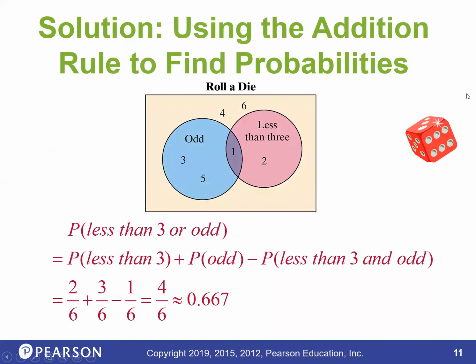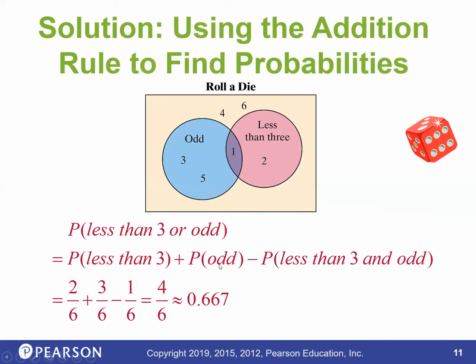So P of less than 3 or odd number. And the diagram kind of helps us a little bit here as well. So let's see, P for the probability that something is less than 3. Well, we know over here, there's only 2 numbers, right? 1 and 2 are numbers that are less than 3. So I have 6 different outcomes. That means 2 out of the 6 that's possible for that to happen. Are we good there so far?